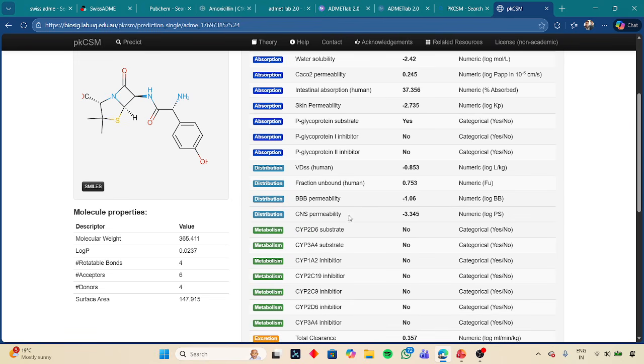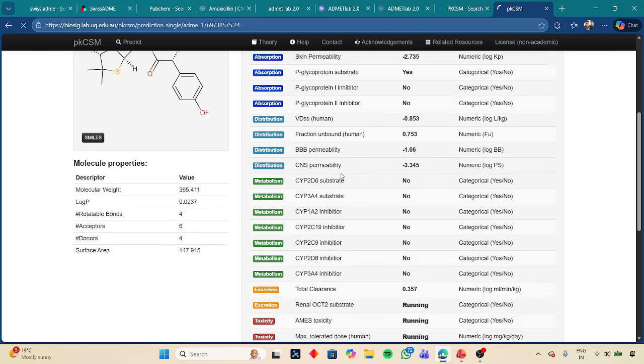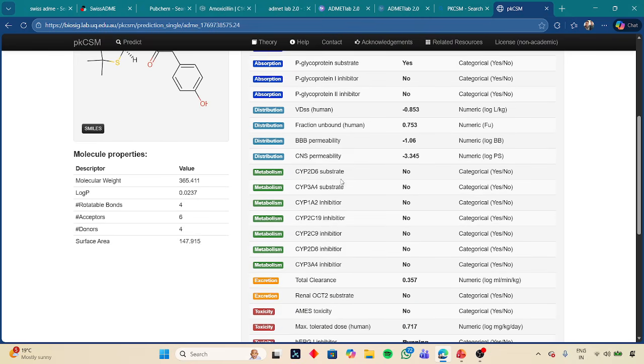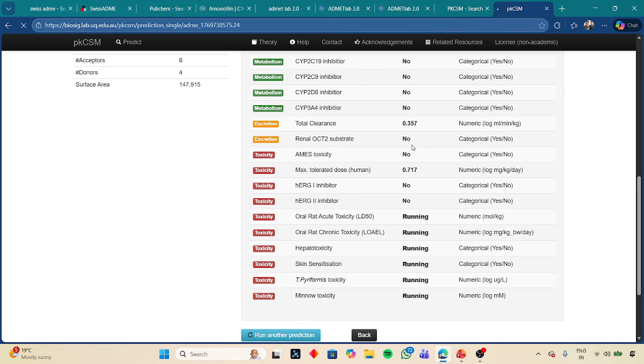Then we have the distribution, CNS permeability, blood-brain barrier permeability. Okay, then we have the metabolism. So these are the cytochrome P enzymes that are present inside our body, and they are used for the analysis here. Okay, so now talking about the clearance and excretion portion, it has no renal clearance and the total clearance is 0.3.